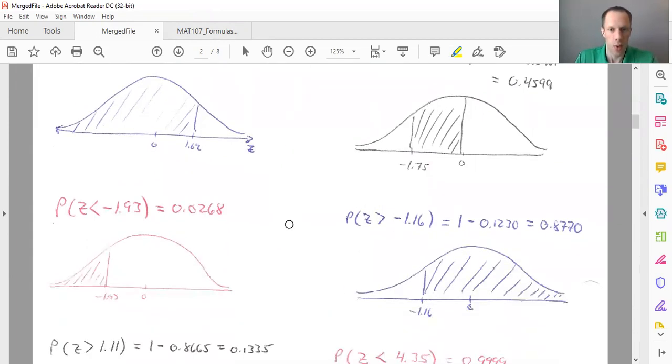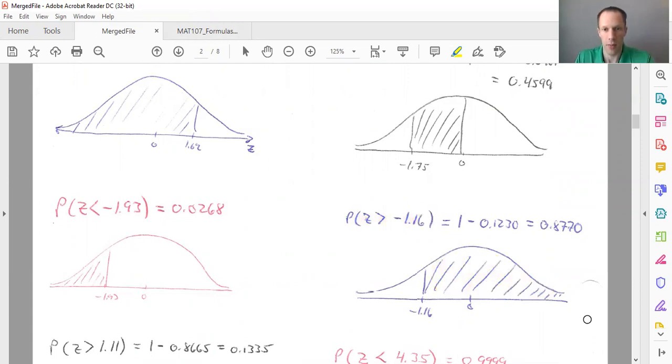Okay, now, what if we have, let's take this one here. What if we have the probability that z is greater than negative 1.16? Well, I'm going to draw my standard normal bell curve, put 0 in the middle. Question's asking about negative 1.16, so I go ahead and mark that on the left side of 0 since negative numbers are on the left side. Now, when the question says z greater than negative 1.16, I shade to the right. So notice I got all this area shaded to the right of negative 1.16.